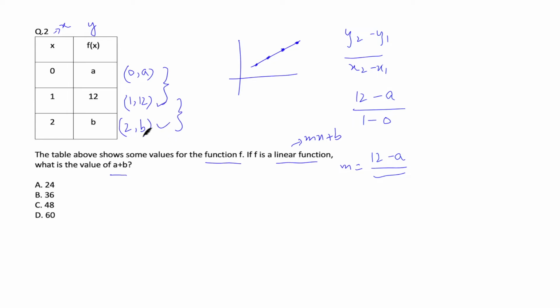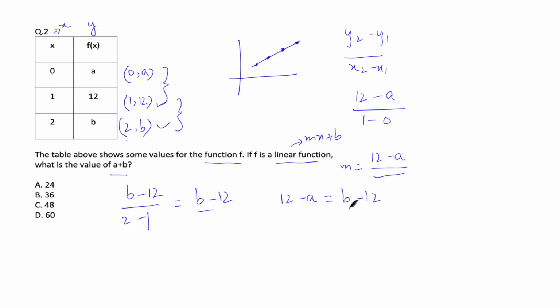Now let's repeat this process with this one and this one. Let's say this is y2 now and this is y1. y2 minus y1 over x2 minus x1. You can take any point as x1 or y1, it doesn't matter. Please remember this. So now what do I get? I get b minus 12. Now I know that the gradients are equal. So 12 minus a equals this gradient, b minus 12.